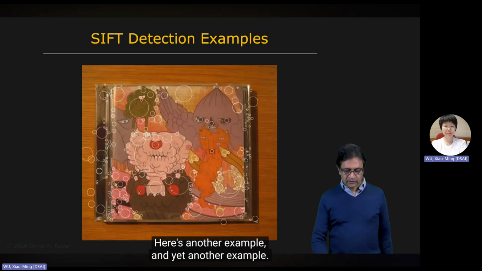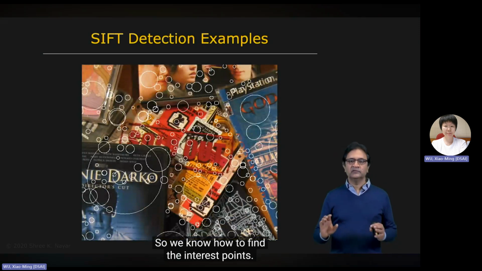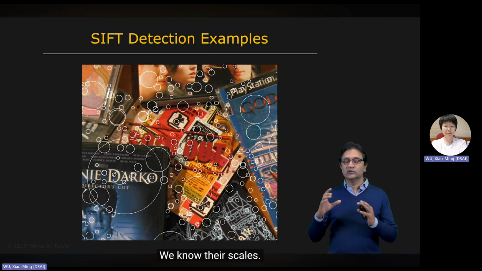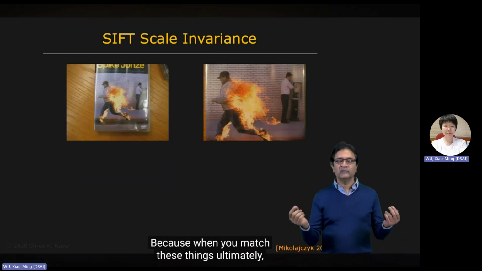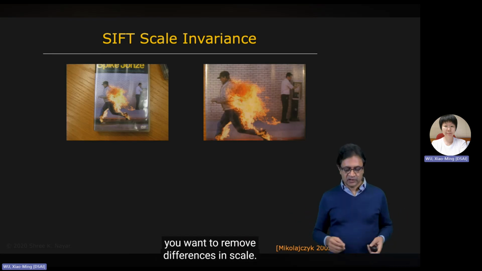Here's another example, and yet another example. So we know how to find the interest points. We know their locations, we know their scales. So let's talk about scale invariance, because when you match these things ultimately, you want to remove differences in scale.